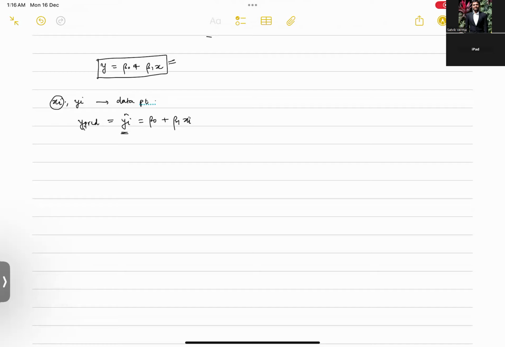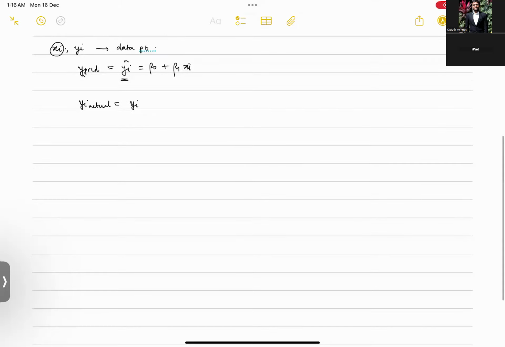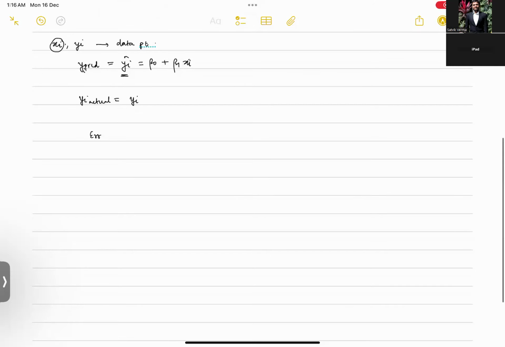And the actual value that we have, which is y actual, is the actual data point that was given to us. So that is yi, right? Now, these two would definitely not be the same. There would be some sort of an error between the two of them, right? So that error is given by yi minus yi cap, or yi actual minus yi predicted, right?